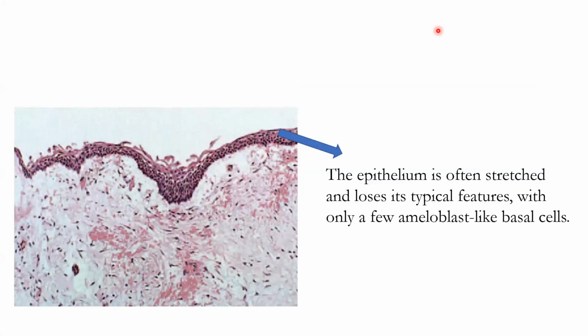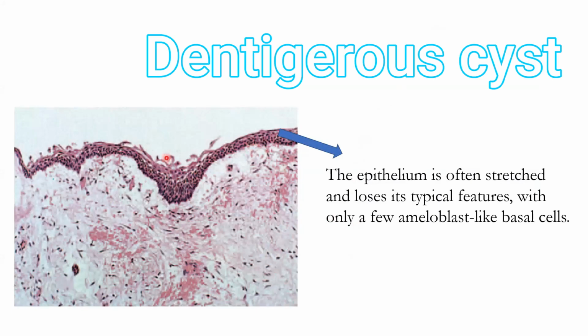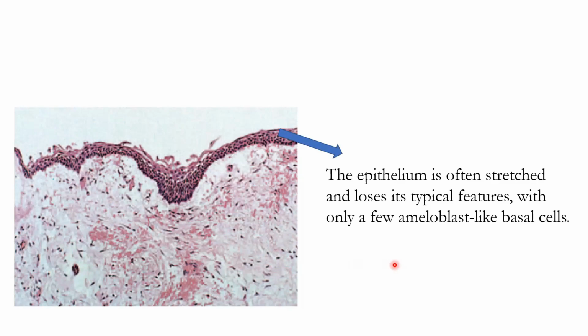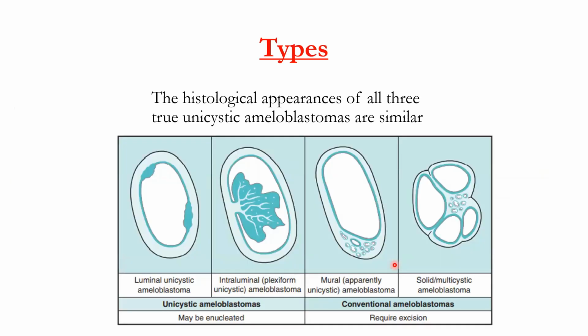Even histopathologically, the epithelium is often stretched and it loses its typical features. That is, you don't really see any ameloblast-like cells here. Again, very close resemblance to the dentigerous cyst. But you will still see some islands which resemble an ameloblast, so that should help in the diagnosis.